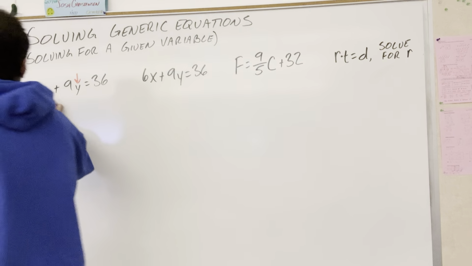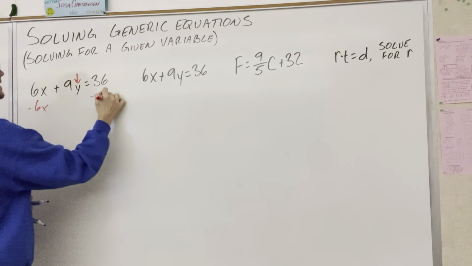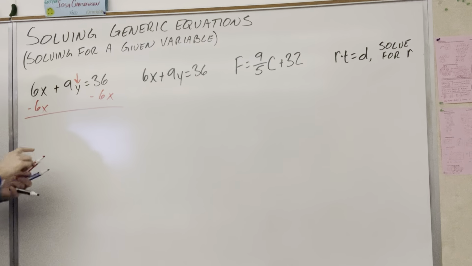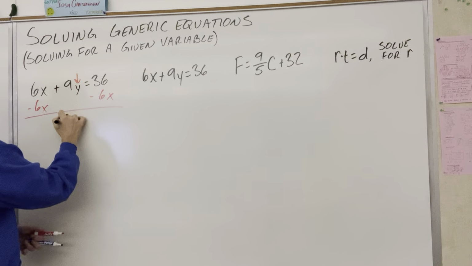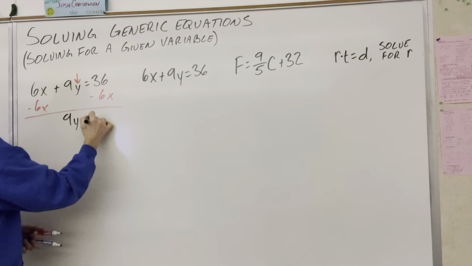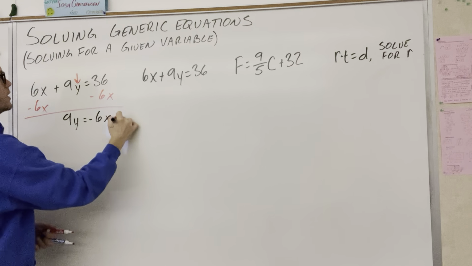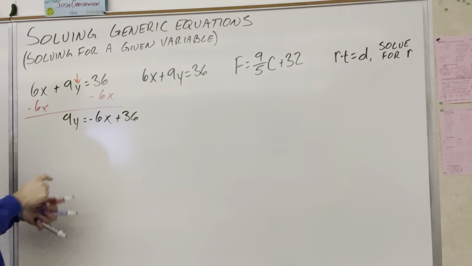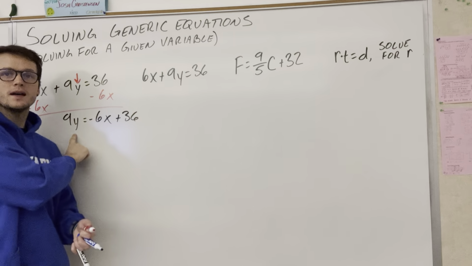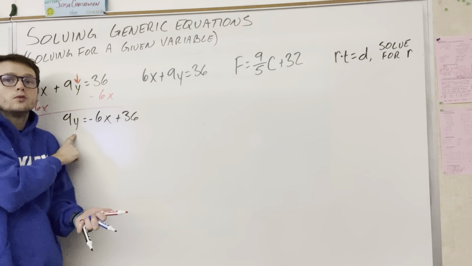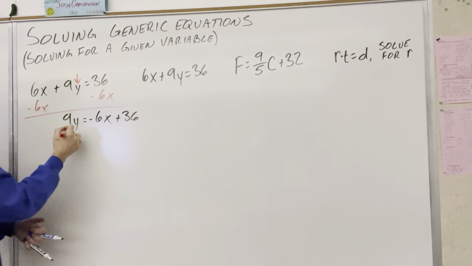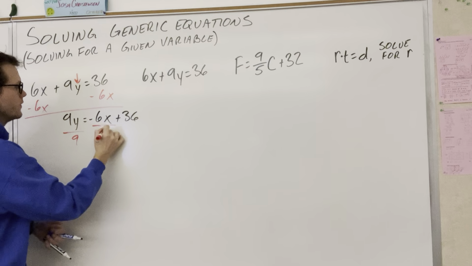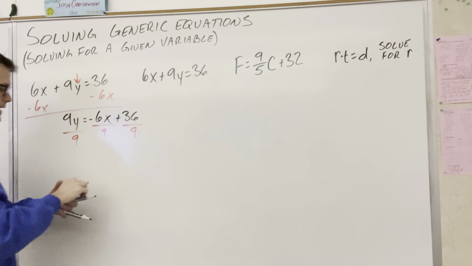First thing I'm going to do is subtract 6x from both sides. And when we do so, we learn that 9y equals negative 6x plus 36. Boom, boom, boom. Okay, cool. Now, we still don't have the y by itself. We've solved for 9y's. That's cool, but we're interested in what 1y equals. So we'll divide this by 9, we'll divide this by 9, we'll divide this by 9.